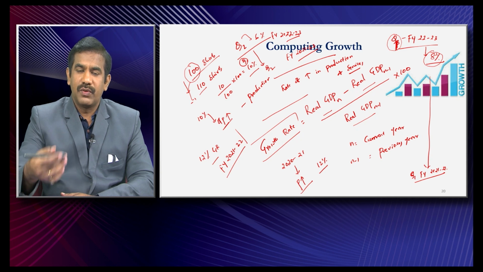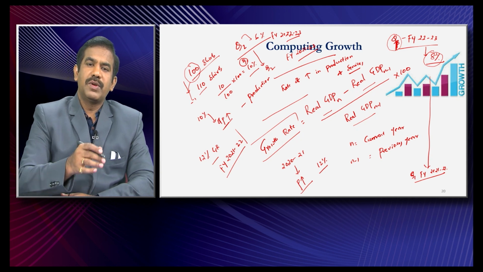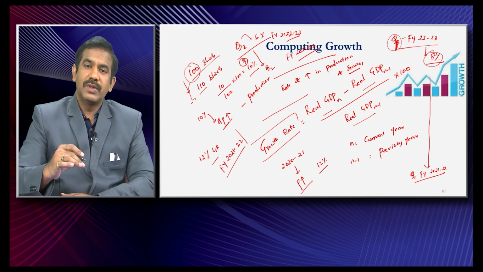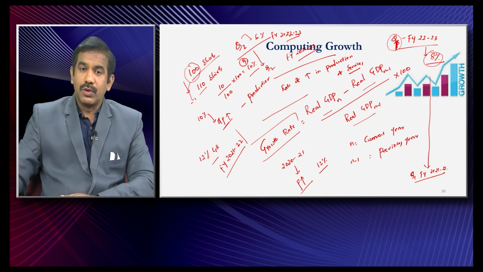So Q3 growth means Q3 compared with the previous financial year. Q4 means Q4 compared with the previous financial year, but not with Q3. Not with the previous quarter. We don't compare with the previous quarter, we compare with the same period of the previous year. That's how we generally compute the growth rate of an economy. Growth is simply a measure of increase in production of goods and services.